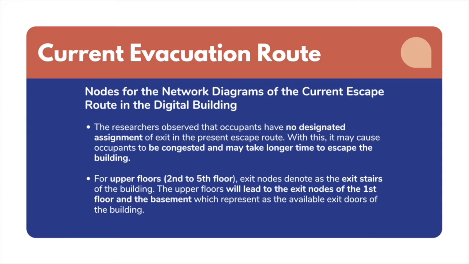The researchers observed that the occupants have no designated assignment of exit in the present escape route. With this, it may cause occupants to be congested and may take a longer time to escape the building. For the upper floors, from second to fifth floor, exit nodes denote the exit stairs of the building. However, the occupants from the upper floors will lead to the exit nodes of the first floor and the basement, which represent the available exit doors of the building.